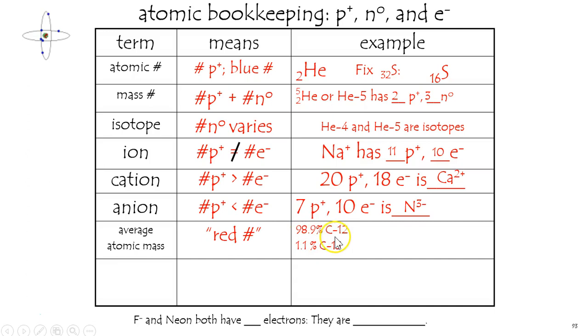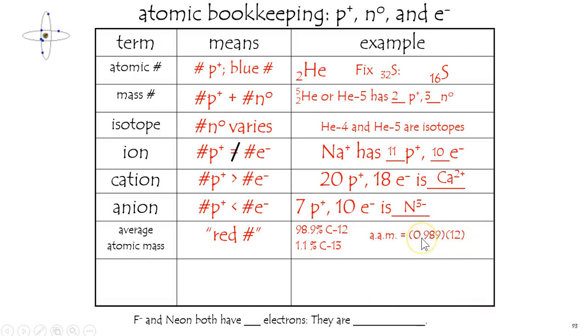98.9% of carbon atoms are carbon-12, that variant, which has 6 protons and 6 neutrons. But if you have carbon-13, you have one extra neutron, and that's the rest of the sample, only 1.1%. So you can see that the average atomic mass is going to be very close to 12 atomic mass units. And to take a weighted average, just simply multiply the abundance times its mass, and then sum them up. 98.9% of it is 12, and that's almost all of it.